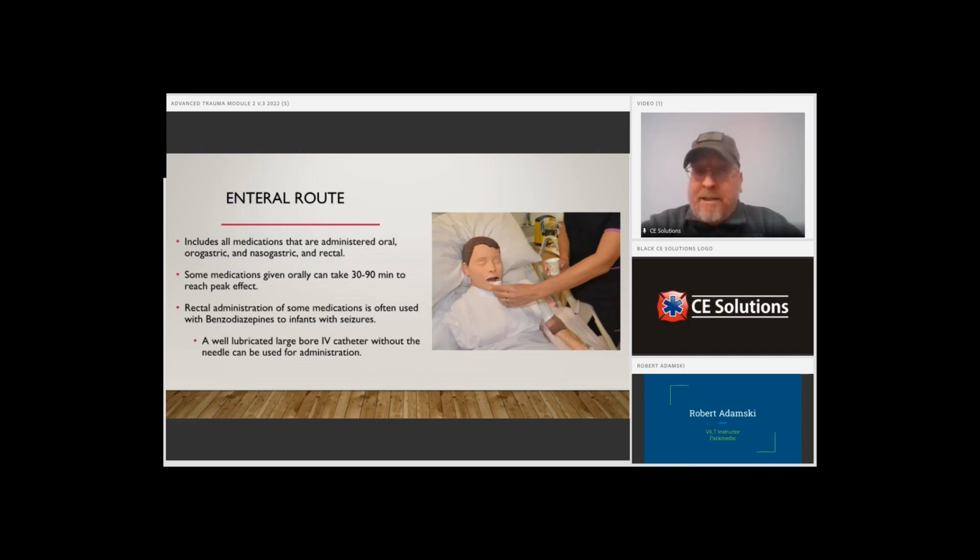Remember, as a little side note, because we don't deal with pediatric patients as commonly as we do adults, don't forget, if you have infants that have seizures that you need to treat, you can administer rectal diazepam or rectal midazolam as a benzodiazepine. That's an approved route, if you can't get IV access or IO access in those patients.